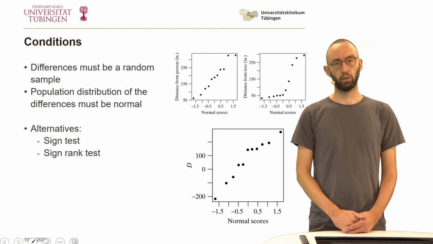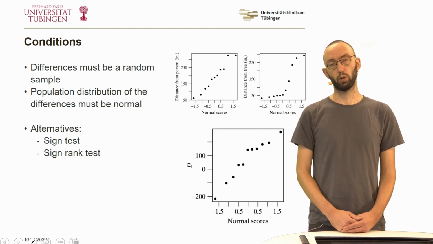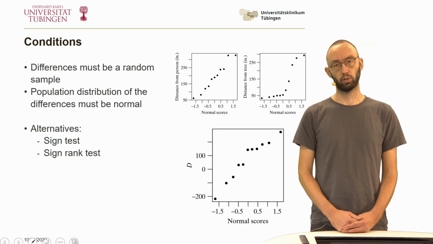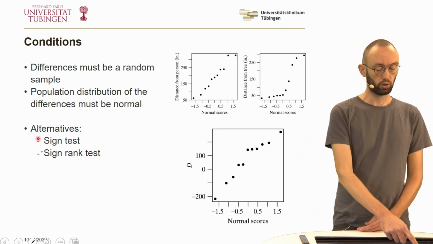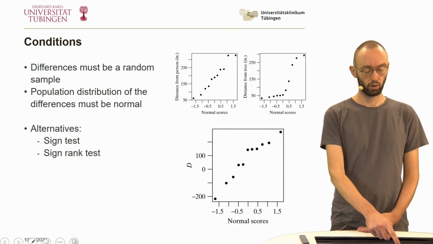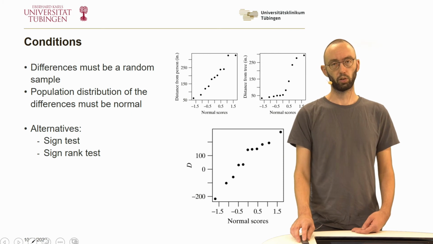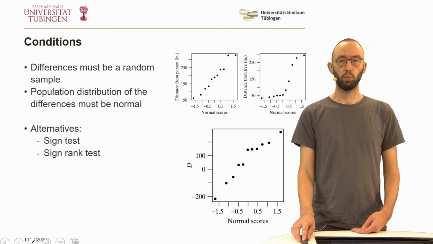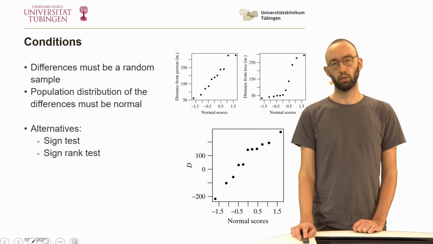If you have data where the differences don't follow a normal distribution, you have to resort to a non-parametric alternative, similar to the Wilcoxon-Mann-Whitney test we covered for the independent sample design. Alternatives include, for example, the sign test or the sign rank test. We will not cover these in detail in the lecture, but they are available in all the statistics packages that we use here, and you can also easily read up on them in the book.